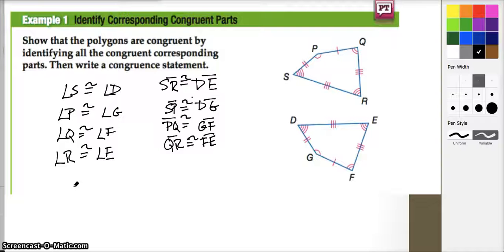So I'm going to say that quadrilateral, name this first one SPQR, is congruent to quadrilateral. So if S is congruent to D, then I have to write D, and P is congruent to G, I've got to write G, and Q is congruent to F, so I go with F, and R is congruent to E, I write E, and notice the congruent parts are named in exact order. So the quadrilateral SPQR is congruent to quadrilateral DGFE.